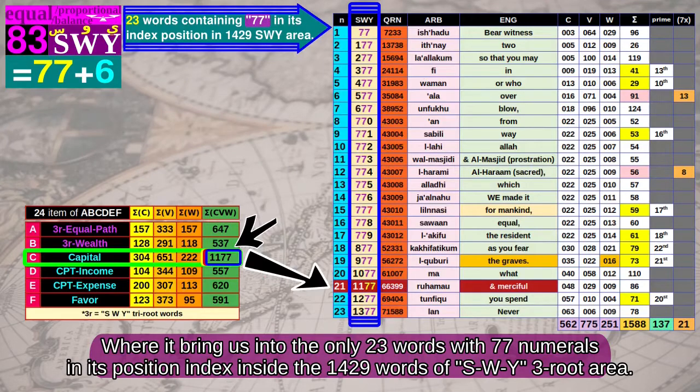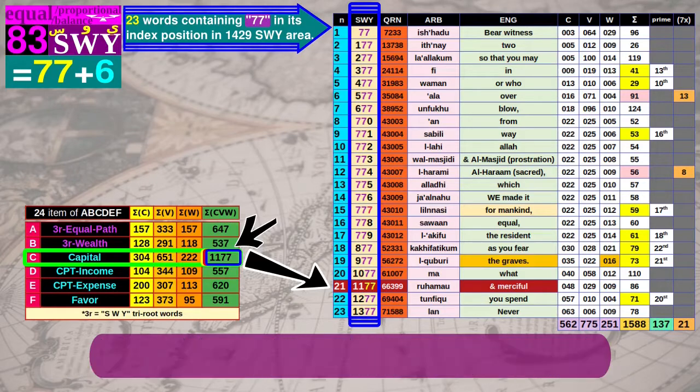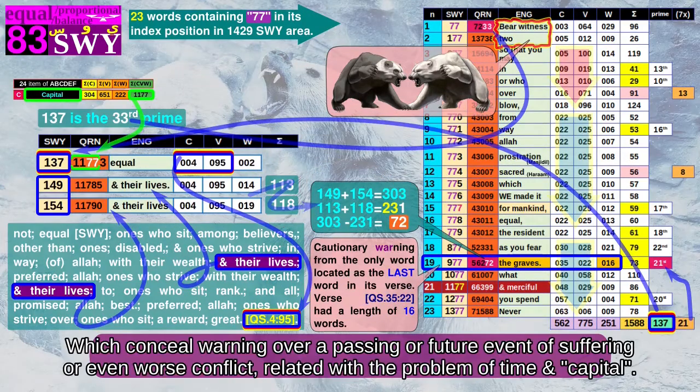Where it bring us into the only 23 words, with 77 numerals in its position index, inside the 1429 words of SWY3 root area, which conceal warning over a passing or future event of suffering, or even worse conflict, related with the problem of time and capital.